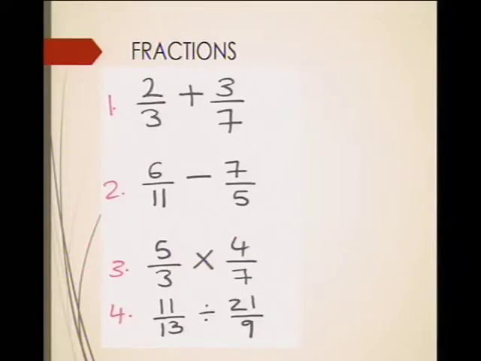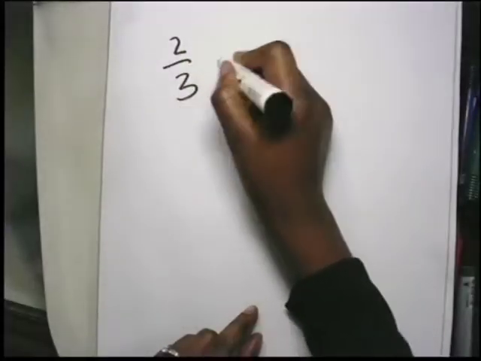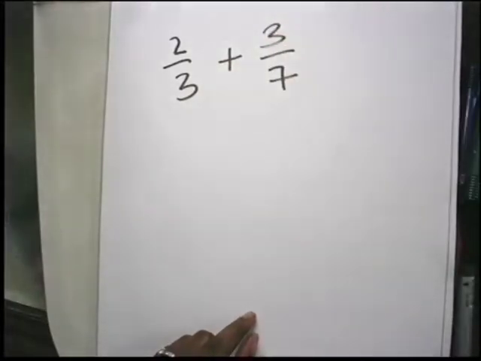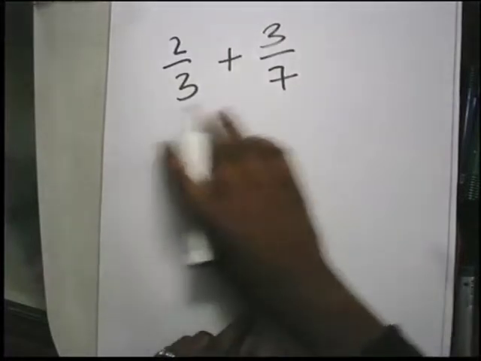For the first fraction, for the addition, we have 2 over 3 plus 3 over 7. The denominators are not the same. The denominator of the first one is 3 and of the second one is 7. So we have to make the denominators the same before we can add the numerators. Okay, let's quickly do it here. We have 2 over 3 plus 3 over 7. How do we make the denominators the same?